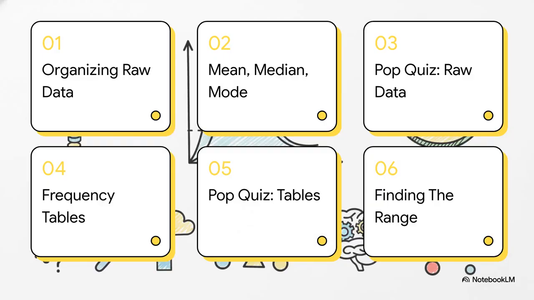All right, here's our game plan. First step, organizing your raw data. Then, we'll dive into the mean, median, and mode. After that, a quick pop quiz on raw data, followed by mastering frequency tables, another pop quiz, and finally, we'll wrap up with finding the range.